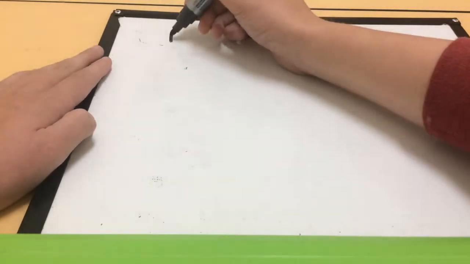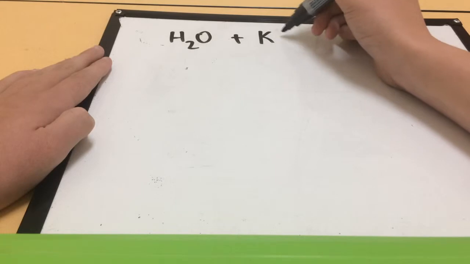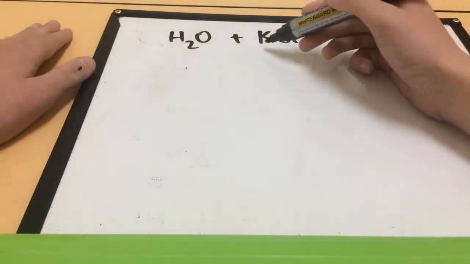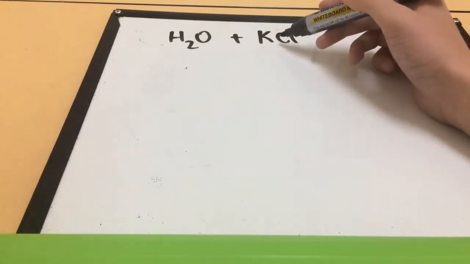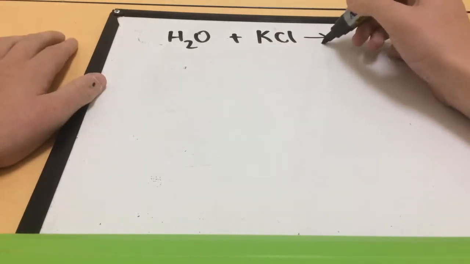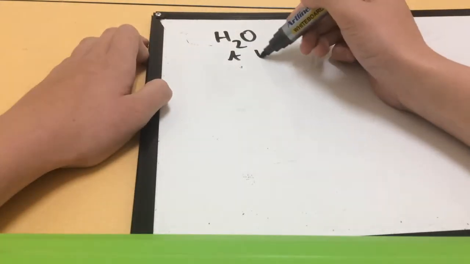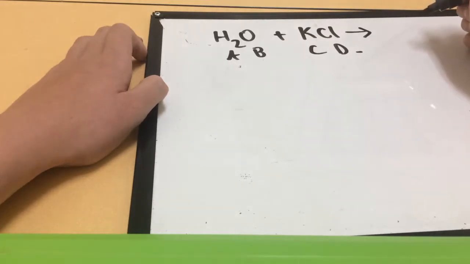I'm going to grab water and a new compound called potassium chloride. So this is a different compound from the rest. This isn't sodium chloride. It's the next one up, potassium chloride. So this is basically what we do then, is we add this. So we know our hydrogen is A, our oxygen is B, potassium C, chlorine D. So it's going to be AC.